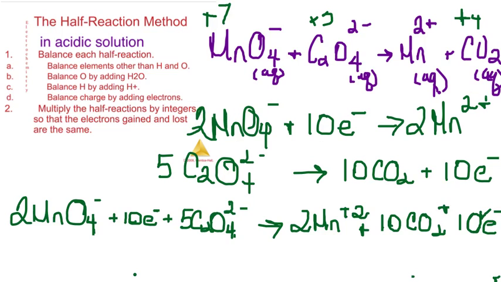Next, we'll balance out the oxygens by adding water. I'm seeing 28 oxygens on the reactant side, and I'm seeing 20 oxygens on the product side. So that tells me that I'm going to have to add 8 waters to balance out those oxygens.